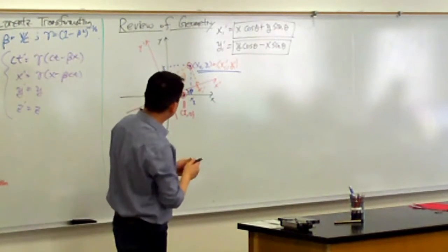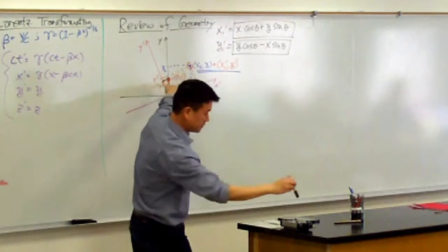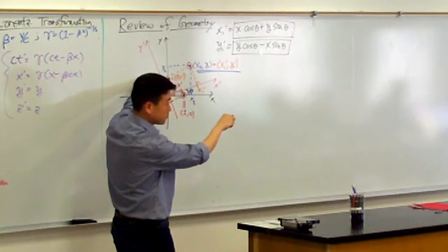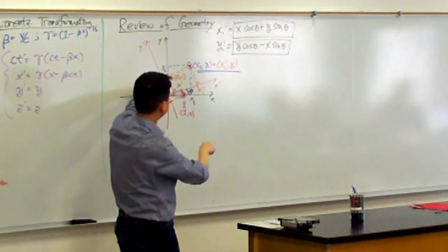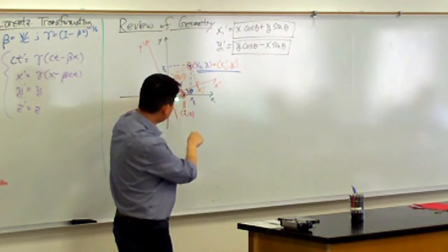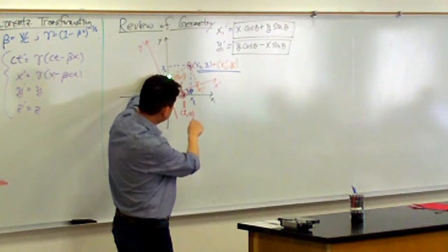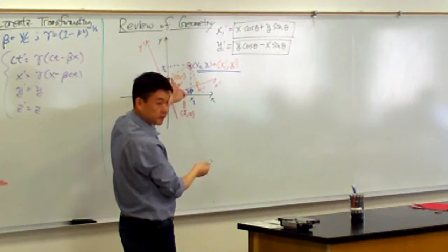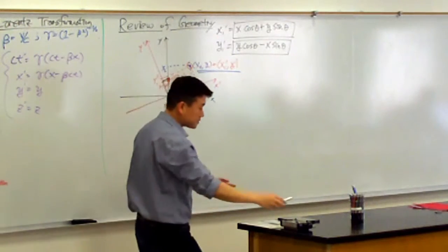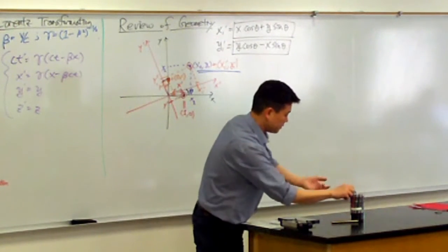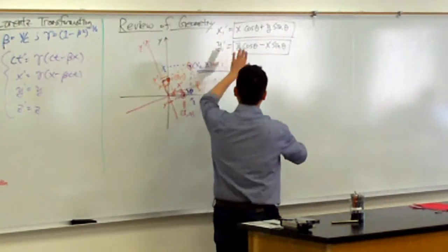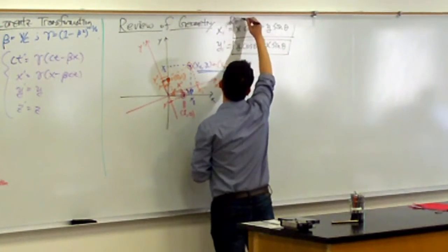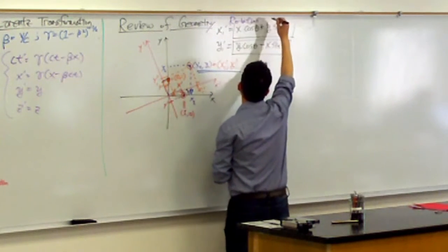So y prime is the adjacent side. So y prime should be equal to 1 times cosine theta minus 0. And the x prime coordinate is the opposite side, but it's now positive, and it is positive as you would expect. Okay? So this is the expression of the rotation transformation.